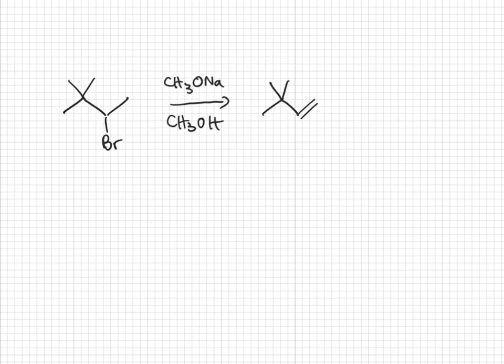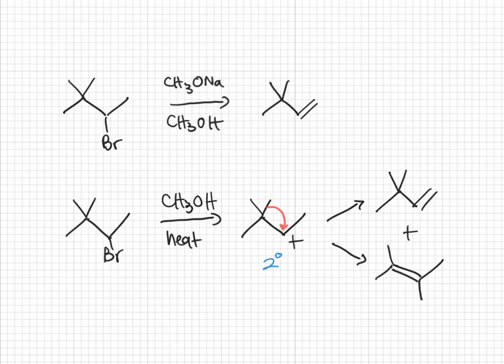Consequently, under E2 elimination conditions, one does not see migration products. With E2 elimination conditions, then, one can avoid the mixtures that sometimes arise with E1 conditions.